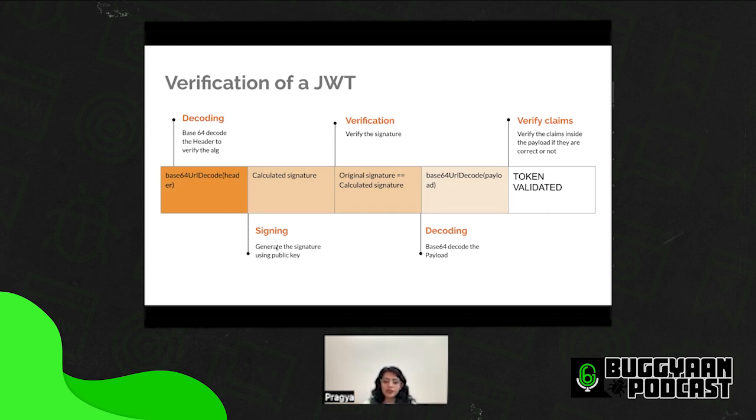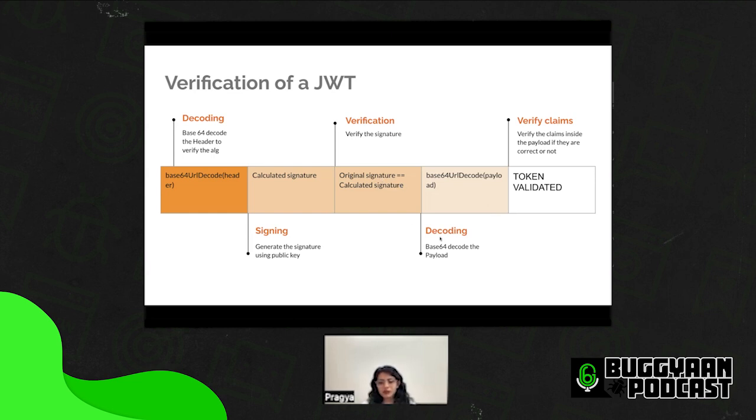The second step would be to create the signature using the public key. I have the public key, so I'll create the signature again for the received token. We'll term that the calculated signature. Once I've got this calculated signature, I'll verify it against the original signature. The JWT that I got also had a signature, so I'll verify my currently calculated signature with the original signature that was in the token and see if they're the same or not.